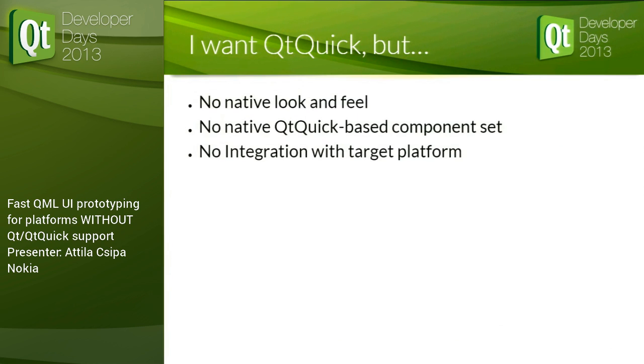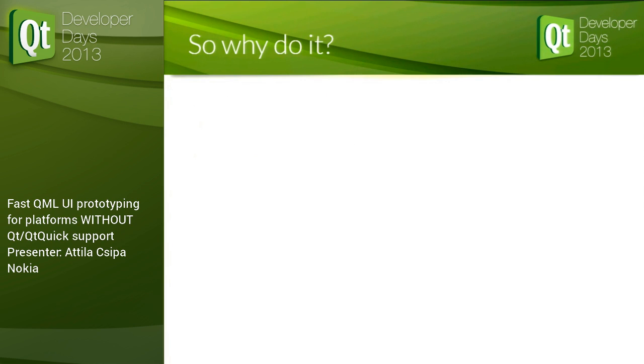All right, but there are other simpler reasons also. Simply, there is no native look and feel. You can draw your own pixels, but that's not really a fast way of prototyping UIs, is it? So there is maybe no native QtQuick based component set, or simply there is no integration with the target platform. So your little application is an island. In terms of UI, that can be very annoying when, for example, you have a platform which has swipe and your application just doesn't react to it.